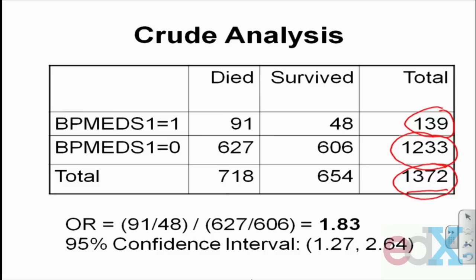Of the people who were on treatment, the 139 people, when they were followed for 24 years, 91 of them died. The estimated risk, the cumulative incidence of death among the 139 treated individuals would be 91 over 139. Well, what about the other people, people not on hypertension medication? The 1,233 of them, 627 of them died. Their estimated risk is 627 over 1,233.